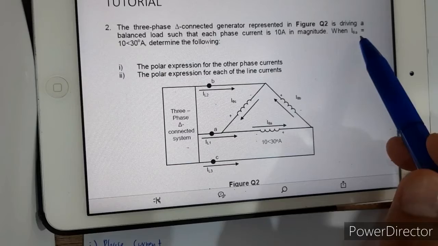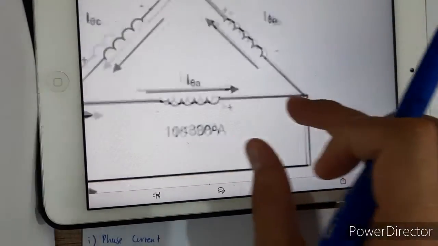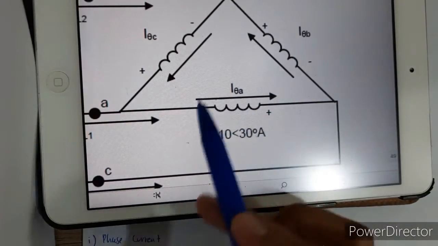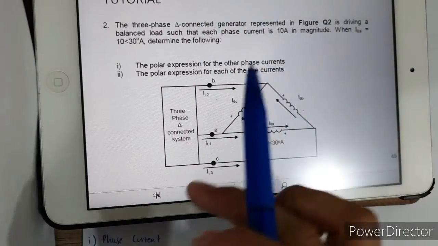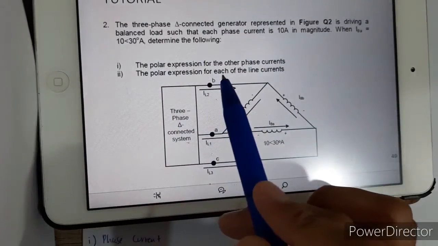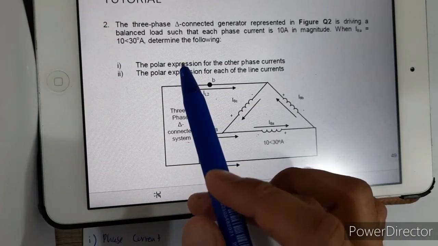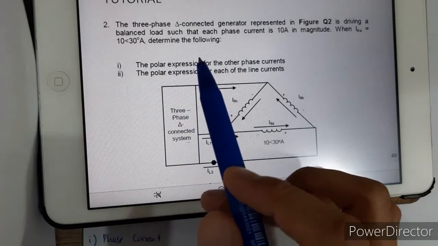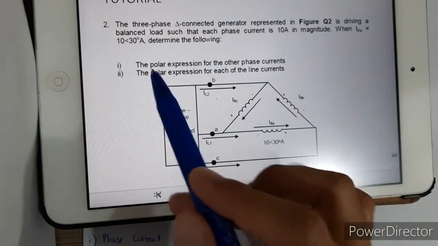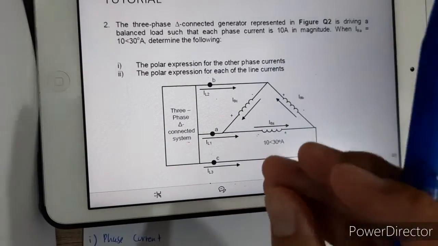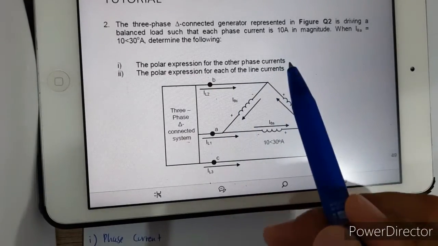Where the angle is 10 at an angle of 30. So you can refer to this here. The current flowing on this side is 10 at an angle of 30 ampere. So determine the following, the polar expression. You don't have to be confused about the terms. Actually you have to find the phase current and line current, in terms of magnitude and angle.